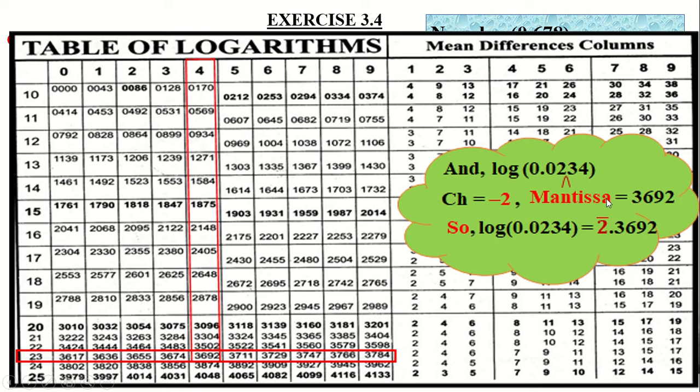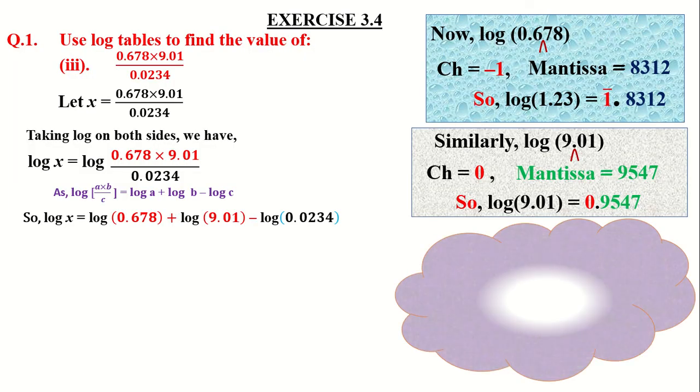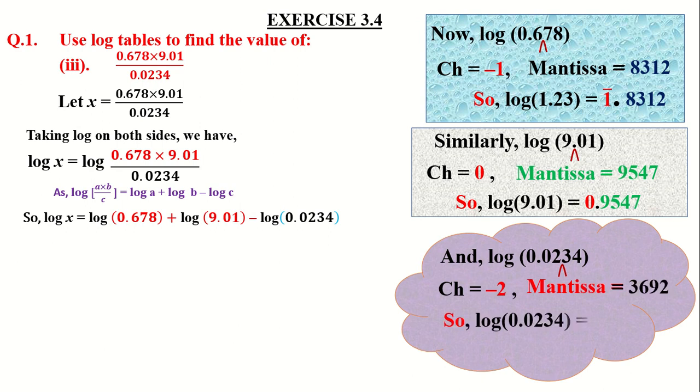Mantissa is 3692. As characteristics is negative, so it will be written as 2 bar point 3692. Mantissa is written after decimal point, characteristics is written before decimal point. If it is negative, then it is written as 2 bar, 1 bar, 3 bar, whatever the characteristics is, it is written before decimal point. We have found it.